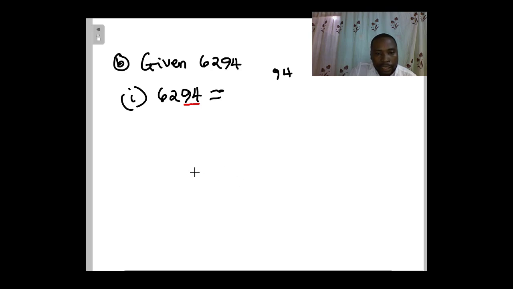94 is in between 9 tens, which is 90, and 10 tens. 10 tens, we know that is 100. 94 is in between 9 tens and 10 tens, which is 100. 94 is in between here. Now, if it is in between, which of them is 94 the closest to? Is 94 closer to 90 or closer to 100?